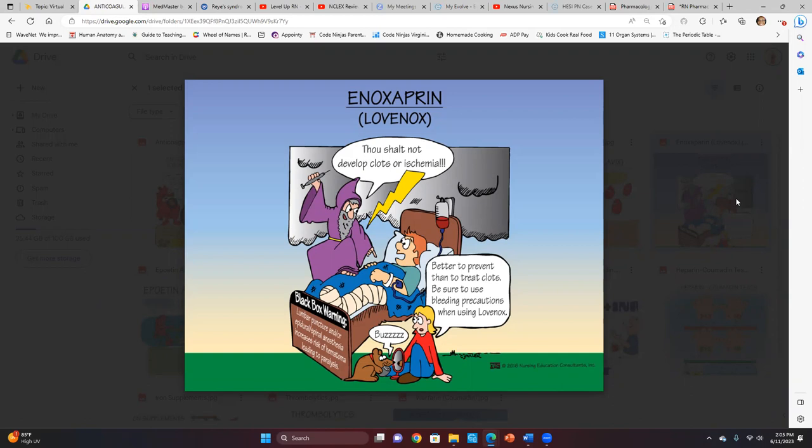And again, enoxaparin is a low molecular weight heparin. The good thing about enoxaparin is it's a once daily injection. We don't have to particularly closely monitor the labs, and this can be taken as an outpatient therapy. So they don't have to be in the hospital setting to take this medication.